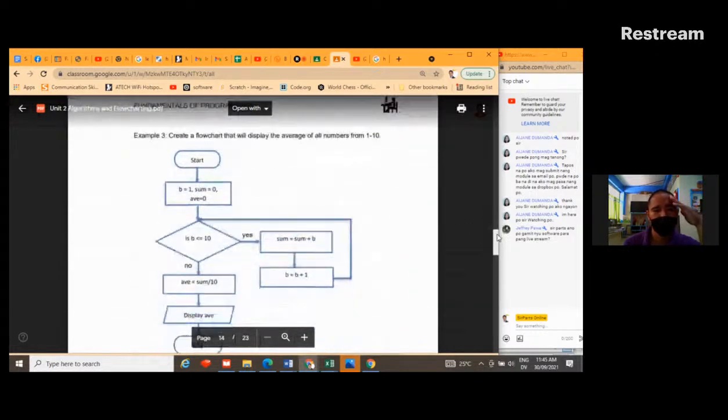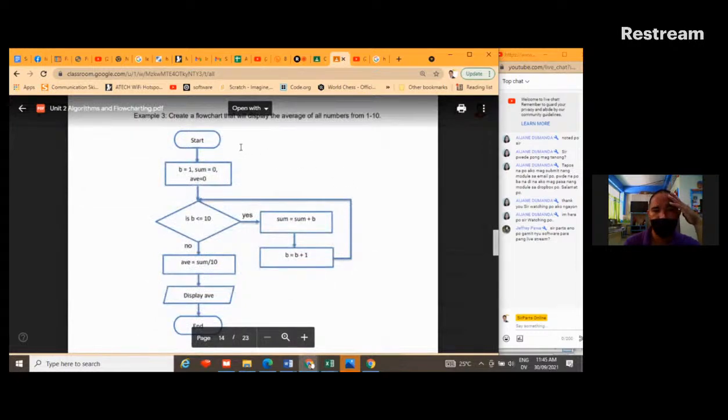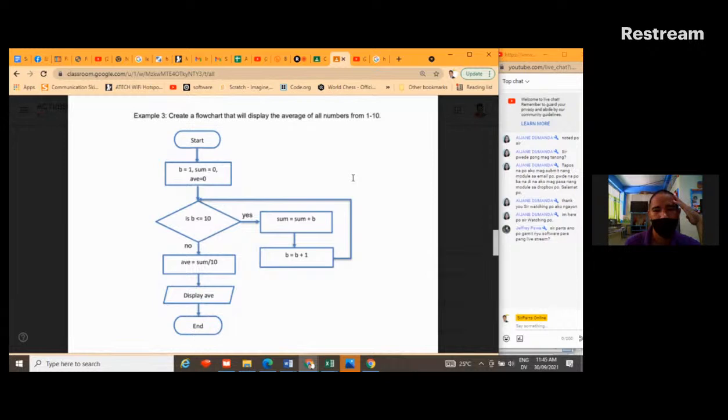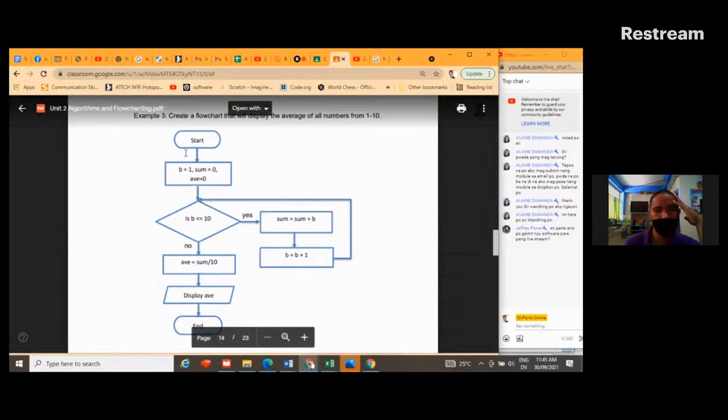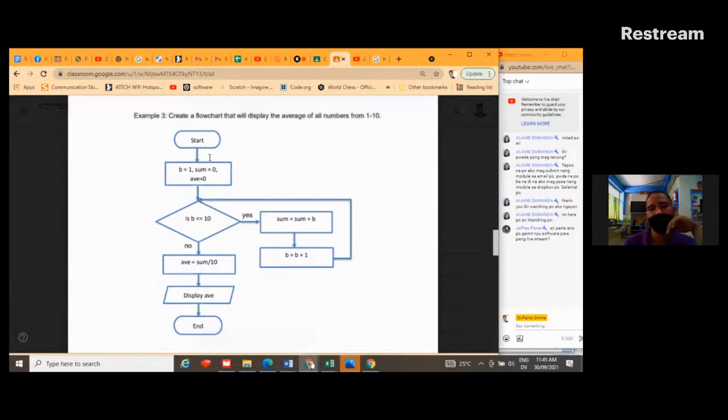And for example, number 3, create a flowchart that will display the average of all numbers from 1 to 10. So this is somewhat quite difficult compared to the previous one, but you can do that. We can do this. So first, you already know this one. We have the terminal start, and then the arrow, the flow line, and then we have the process. We write here b equals 1, sum equals 0, and average equals 0. So what's the purpose of having b equals 1?